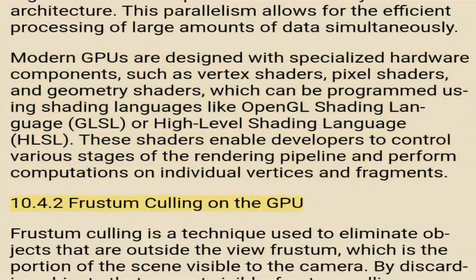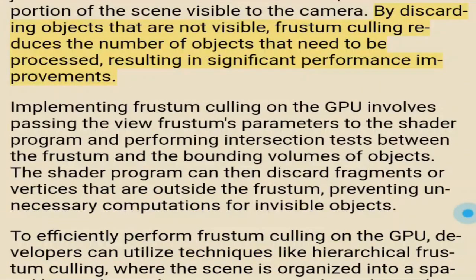10.4.2 Frustum culling on the GPU. Frustum culling is a technique used to eliminate objects that are outside the view frustum, which is the portion of the scene visible to the camera. By discarding objects that are not visible, frustum culling reduces the number of objects that need to be processed, resulting in significant performance improvements. Implementing frustum culling on the GPU involves passing the view frustum's parameters to the shader program and performing intersection tests between the frustum and the bounding volumes of objects. The shader program can then discard fragments or vertices that are outside the frustum, preventing unnecessary computations for invisible objects.